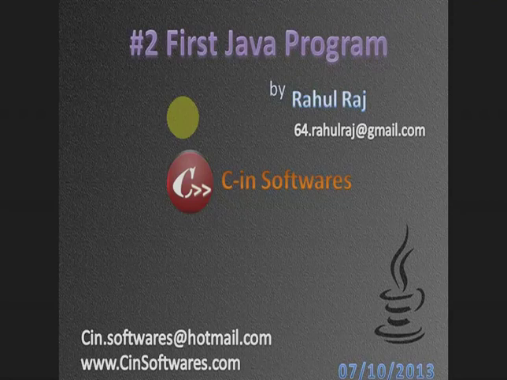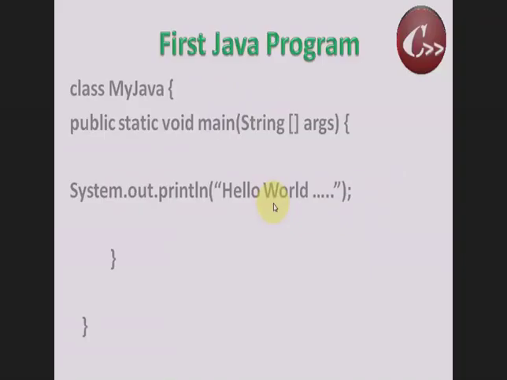In this video, I'll be explaining the first Java program, how to write and execute your first Java program, the HelloWorld. This is the first Java program. First of all, there's a class myJava. As you know, Java is a pure object-oriented programming language, and so everything in Java should be inside a class.